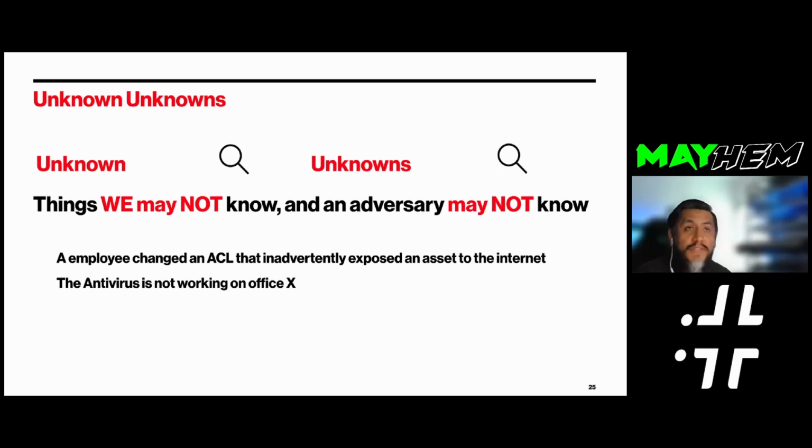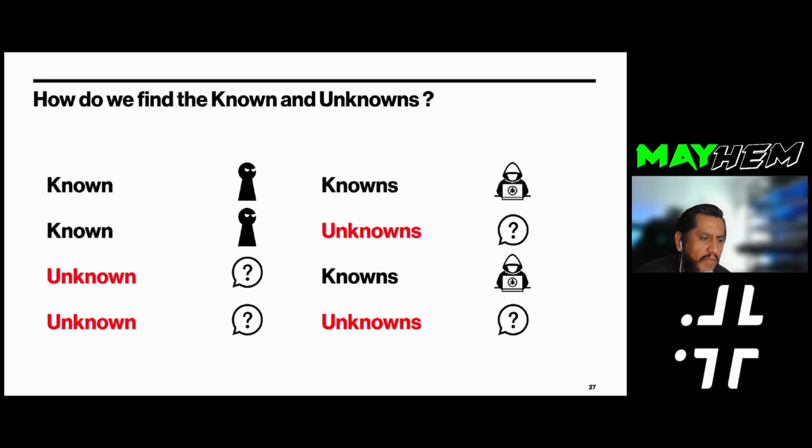Maybe the antivirus in your office stopped working. It didn't trigger an alert, but an adversary doesn't know either, and so they can use that against us. So now that we know what all of these combinations of knowns and unknowns are, how do we find the unknowns? What do we do about that? Well, this is when we use threat hunting. Threat hunting is one way in which we can find all of these things.